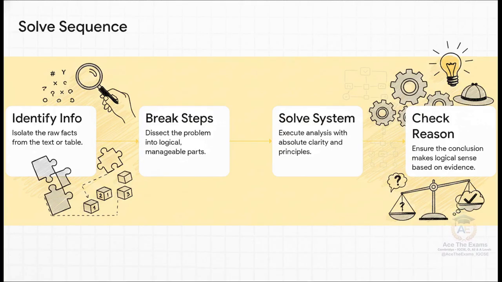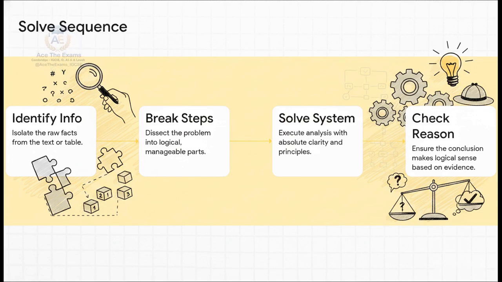Here is the standardized 4-step sequence you must flawlessly execute to properly deconstruct any complex problem. Step 1. Identify the given information. Isolate the raw facts, the explicit command words in the prompt, and the key quotes from the passage. Step 2. Break the problem into logical steps. Do not try to solve the entire case in one massive paragraph. Dissect the question. Step 3. Solve systematically. Apply relevant literary principles with absolute clarity.